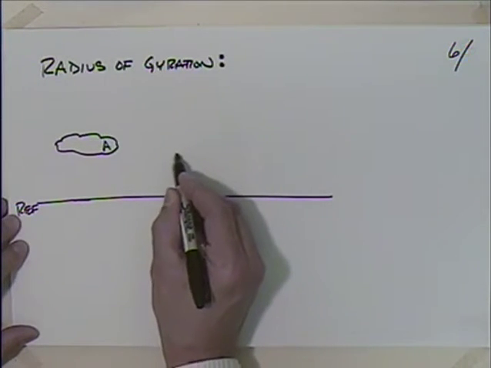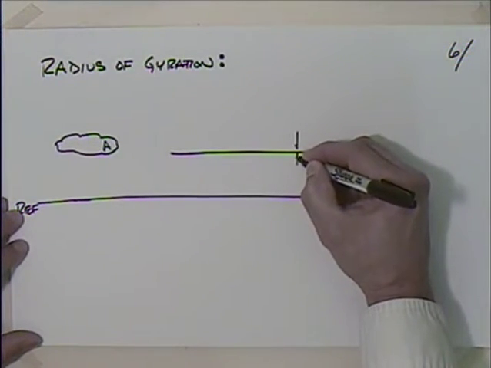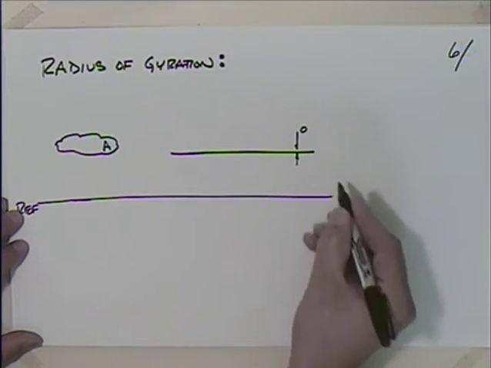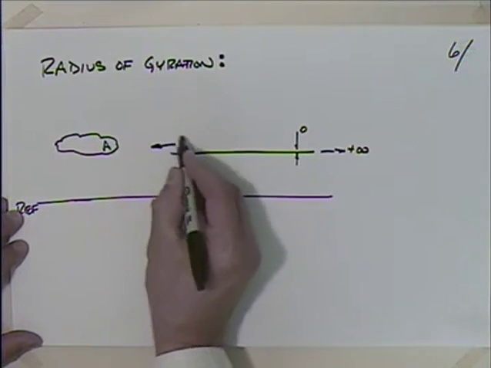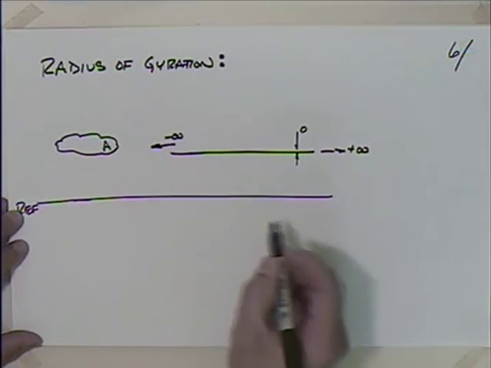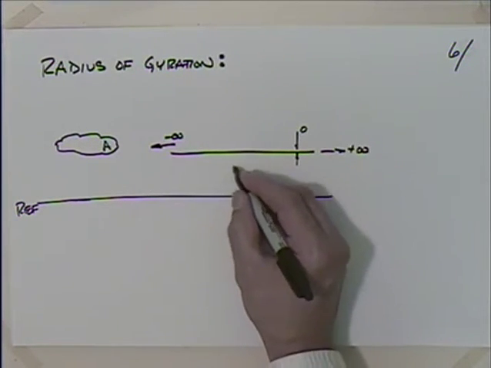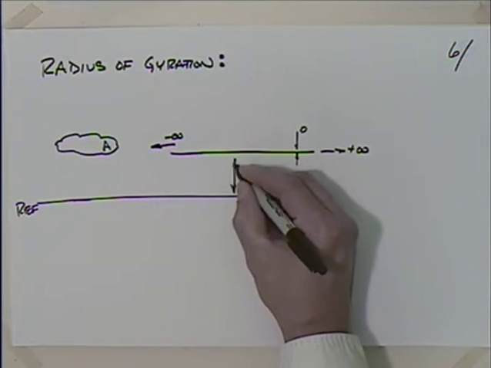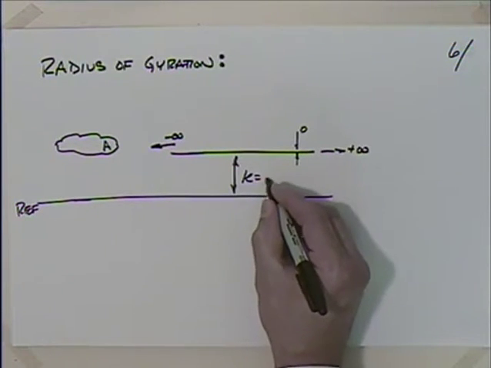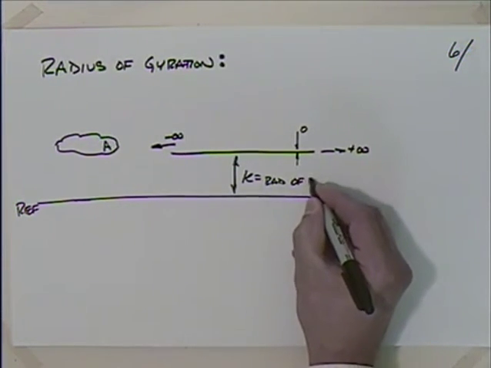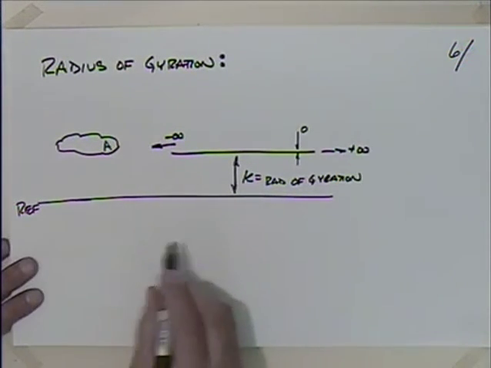What the radius of gyration does is that if you take this area and make it infinitesimally thin, so that's 0, then this is going to have to go out to positive infinity, and this is going to have to go to minus infinity. So you concentrate this area on a line that's going from positive to negative infinity. This distance here is the radius of gyration, k.